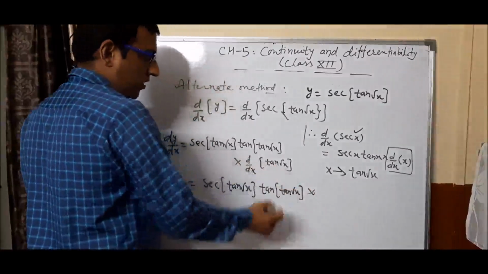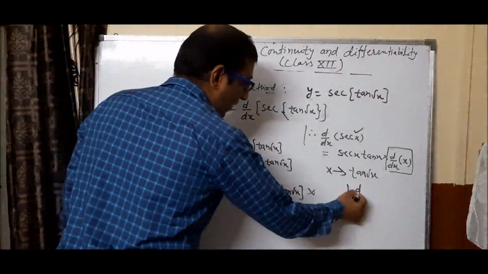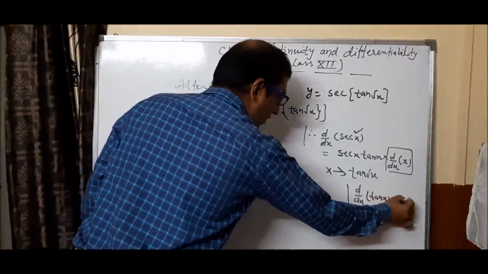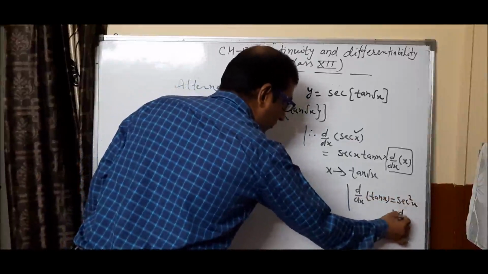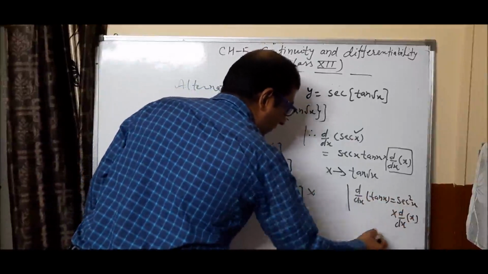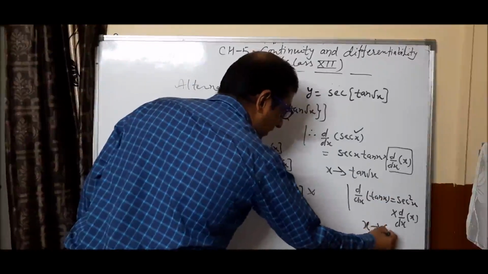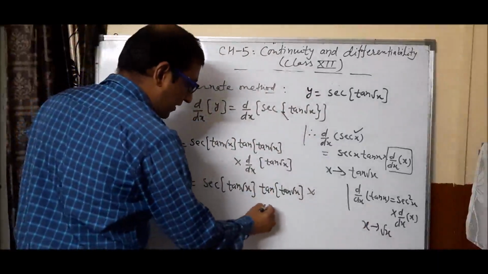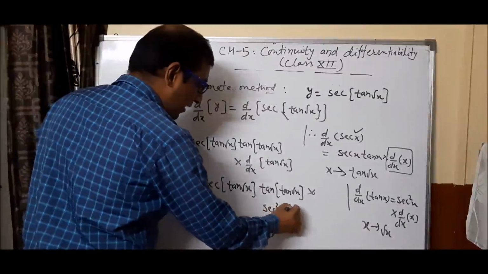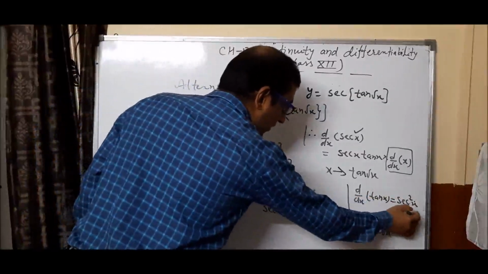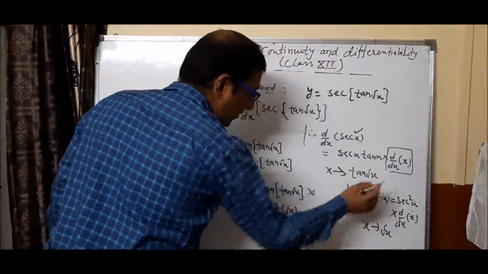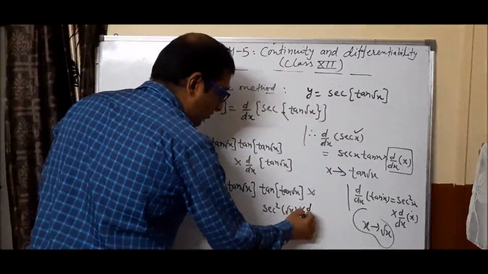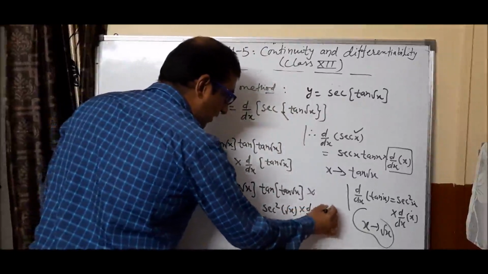What is the differentiation of tan root x? As we know, d by dx of tan x equals sec square x into d by dx of x. Here x is replaced by root x, so it can be written as sec square root x into d by dx of root x.